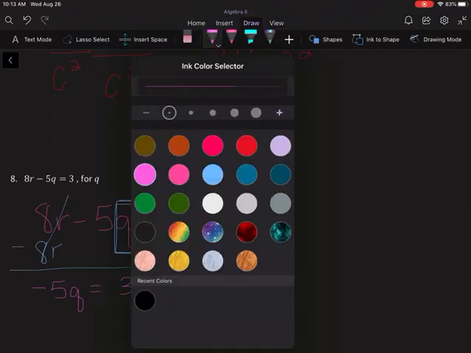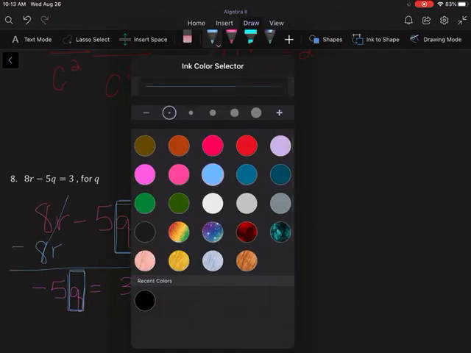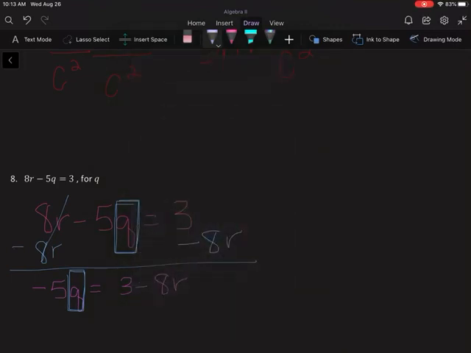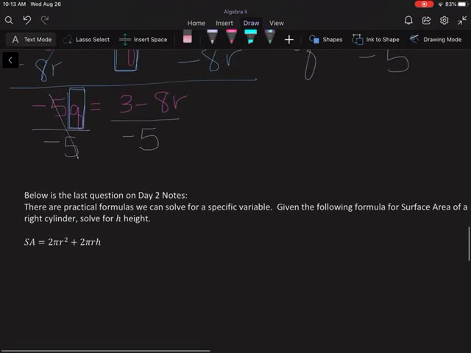And then the last step would be, again, I need to get q by itself. So because that negative 5 is being multiplied to it, I'm going to divide by negative 5. Okay, so this goes away and I'm left with q is equal to 3 minus 8r all over negative 5. And that will work to be accepted.